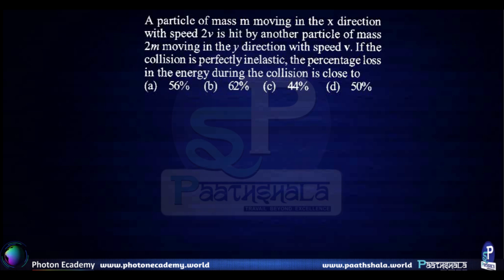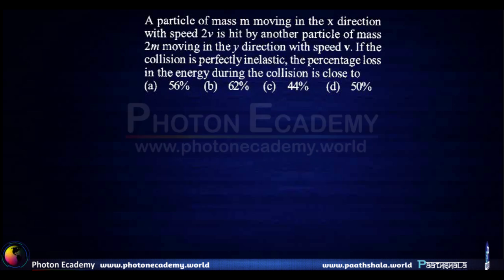A particle of mass m moving in the x direction with speed 2v is hit by another particle of mass 2m moving in the y direction with speed v. If the collision is perfectly inelastic, the percentage loss in the energy during the collision is close to which of the following options? When we say that the collision is perfectly inelastic, we mean that both the masses stick together and move as a combined mass after the collision.